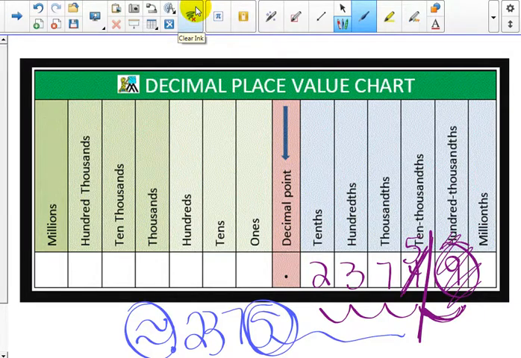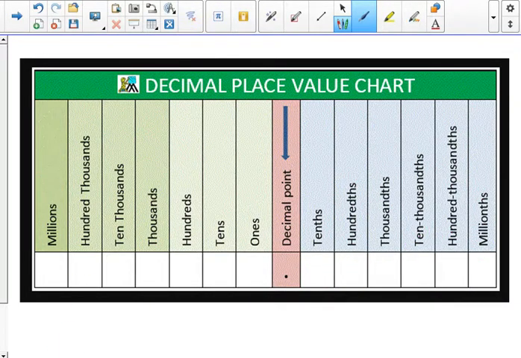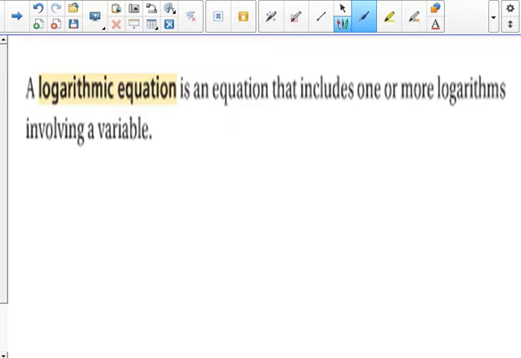Any questions? Quick little pre-algebra review there. Okay, so today we're going to talk about logarithmic equations, which is just an equation that has one or more logarithms that have a variable in it. So logs with variables is what we're going to focus on today.